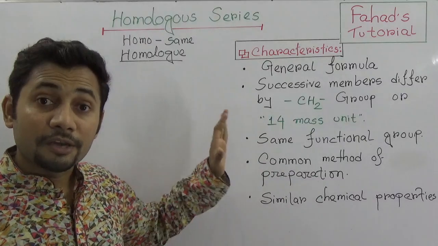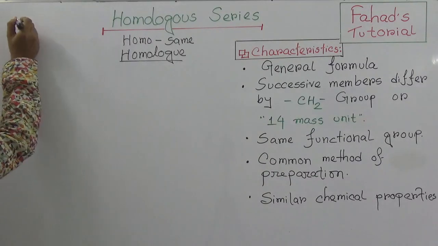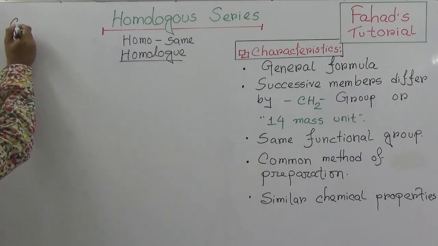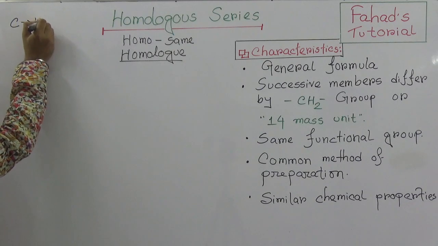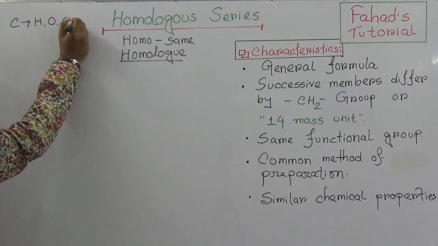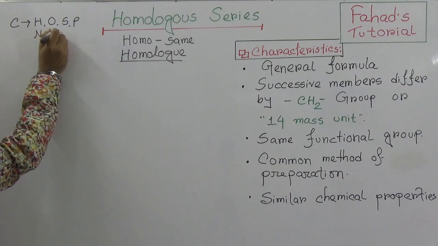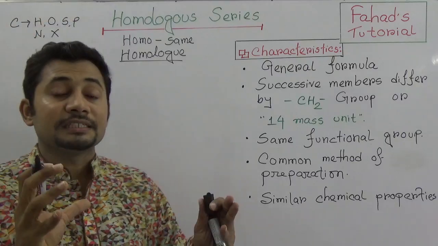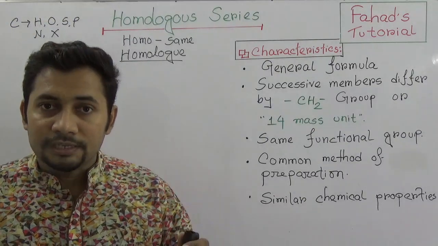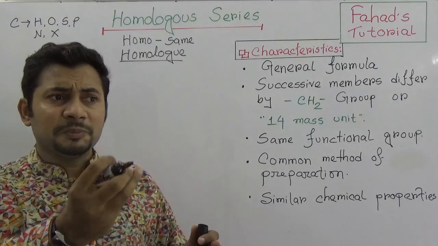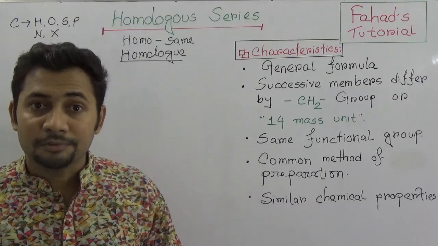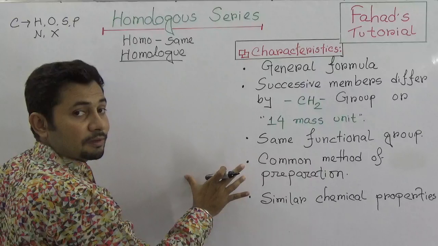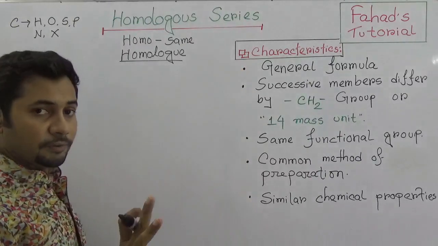We know that carbon is the main or core element of organic compounds. With it, there might be hydrogen, oxygen, sulfur, phosphorus, nitrogen and halogens. So there will be a combination of elements in organic compounds. There is a specific general formula for each and every homologous series. I'll write it up next, but try to remember that they will have a general formula.